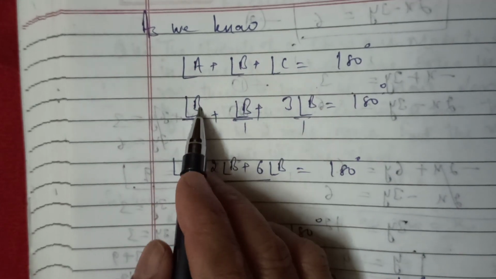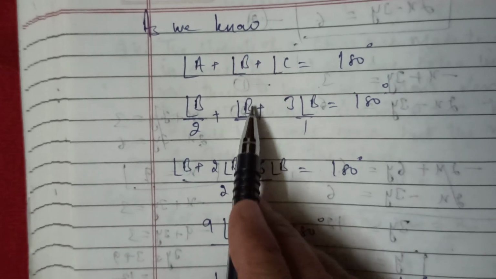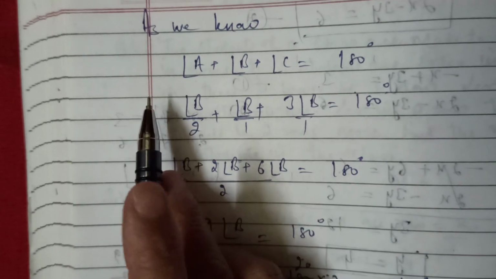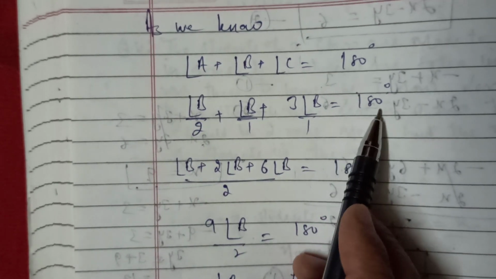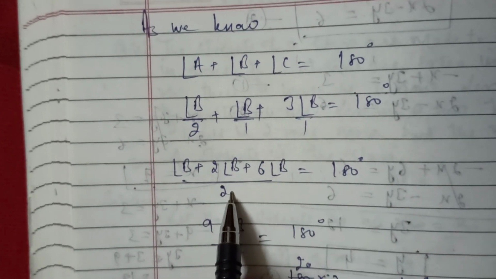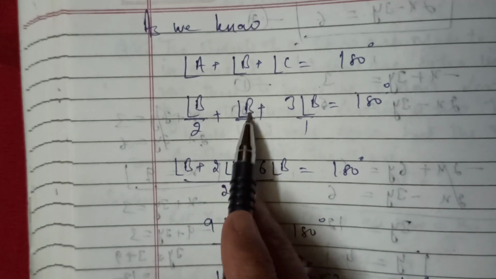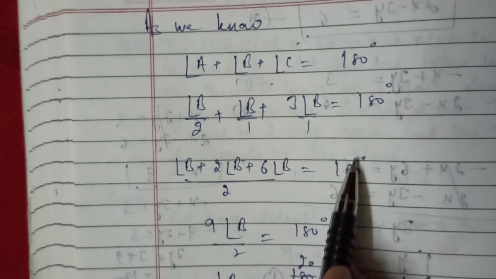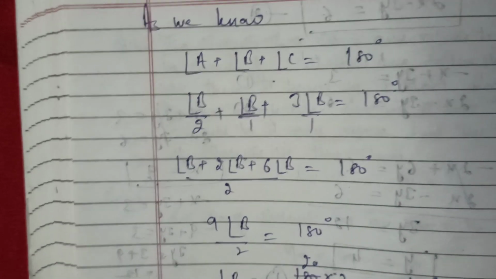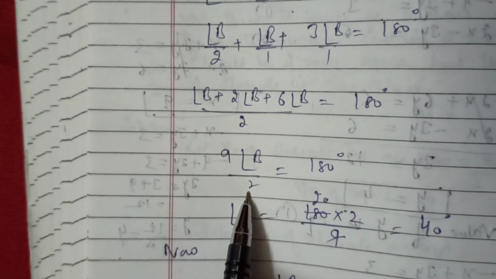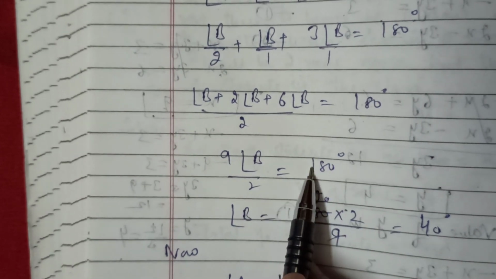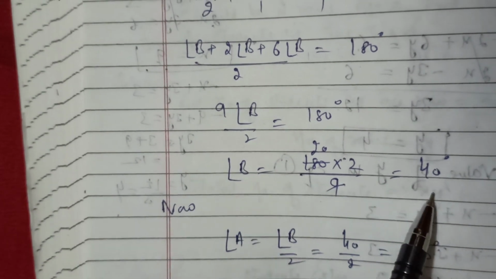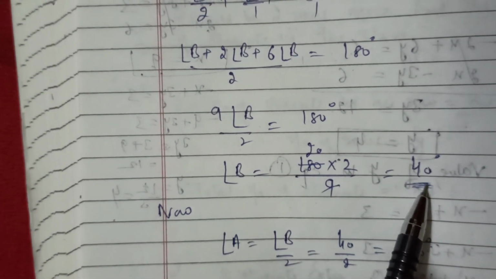You know angle A is angle B by 2, plus angle B, and angle C was thrice of angle B, it is given, is equal to 180. Take 2 LCM: angle B plus twice of angle B plus 6 times angle B is equal to 180. This is 9 angle B upon 2 is equal to 180. 2 will go up, 9 will come down. So angle B will come out to be 40 degrees.